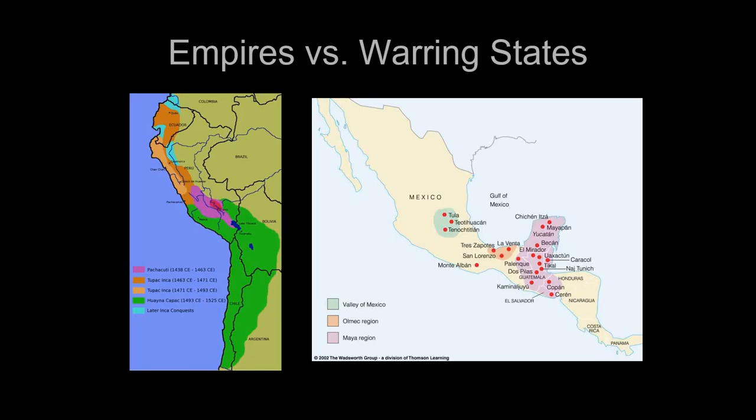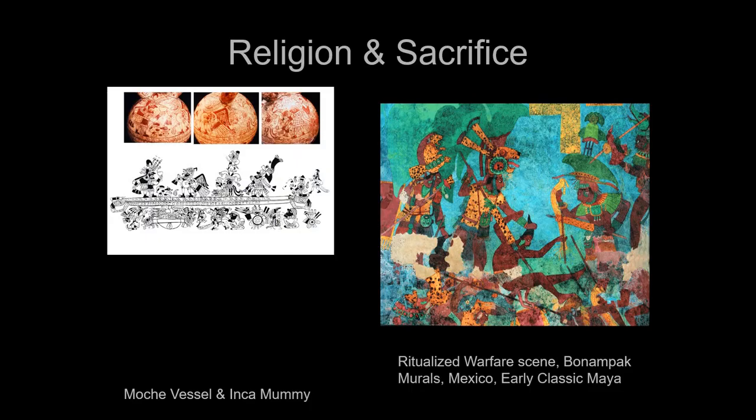So here, for example, you can see that the Inca are controlling territory from Ecuador all the way down to Argentina and Chile, whereas the warring states of Mesoamerica are only really tightly focused into areas and never cover that same kind of vast territory. Religion is very important in both cultures. And both cultures have large pantheons of gods. The Aztec probably have more gods than any other civilization I know of.